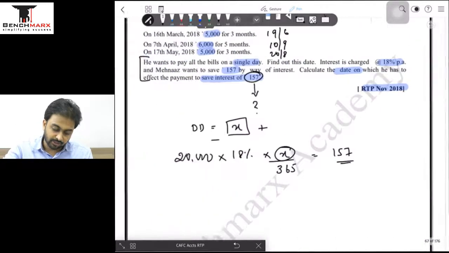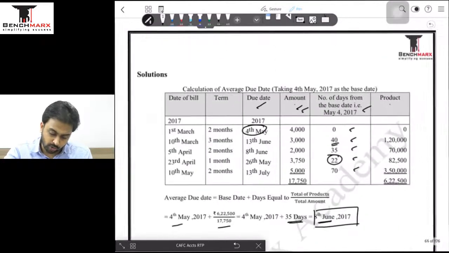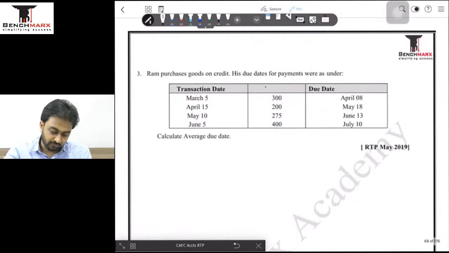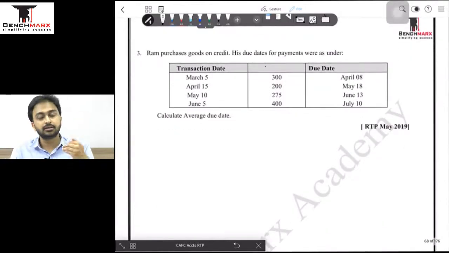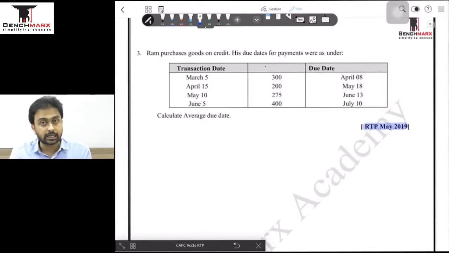ठीक है, अपना क्वेश्चन नंबर 1 हो गया एंड क्वेश्चन नंबर 2 भी हो गया. In the next session we will now start with question number 3 from the many RTPs. ठीक है, so let us solve this question. It is coming from May 19 का RTP.